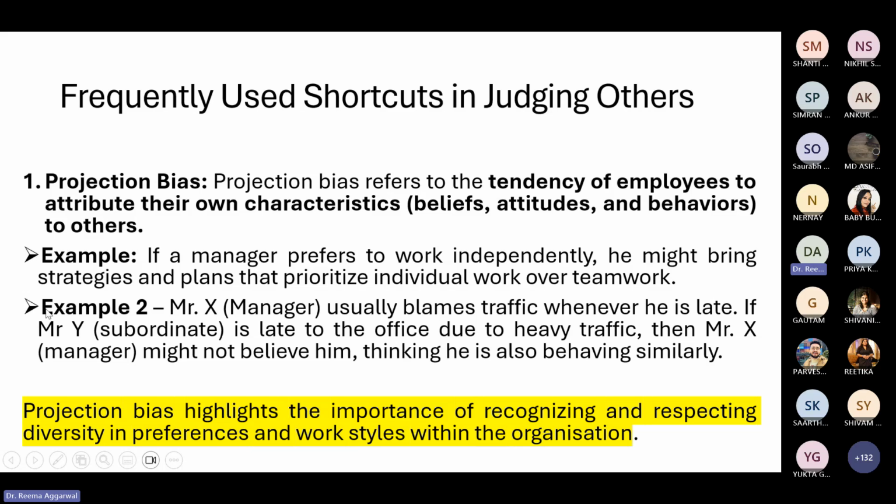So projection bias highlights the importance of recognizing and respecting the diversity in preferences and work styles within the organization.